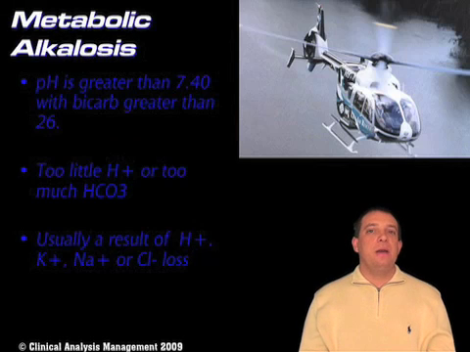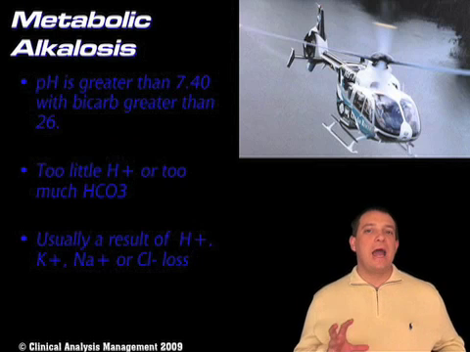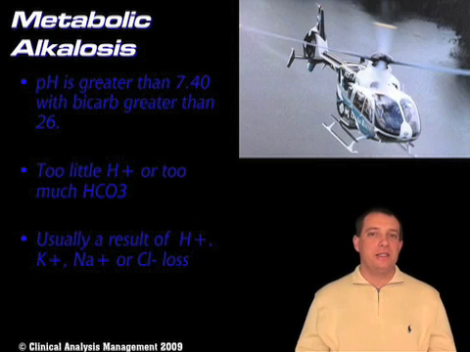Okay, when we talk about metabolic alkalosis, it is very similar to metabolic acidosis in that there are multiple things that can cause it. Remember that metabolic alkalosis is a pH that's greater than 7.4 with a bicarb that's greater than 26. I'll say that again. Metabolic alkalosis is a pH greater than 7.4 with a bicarb greater than 26.